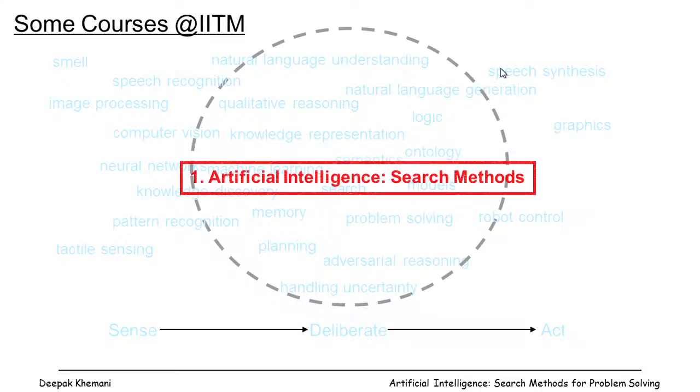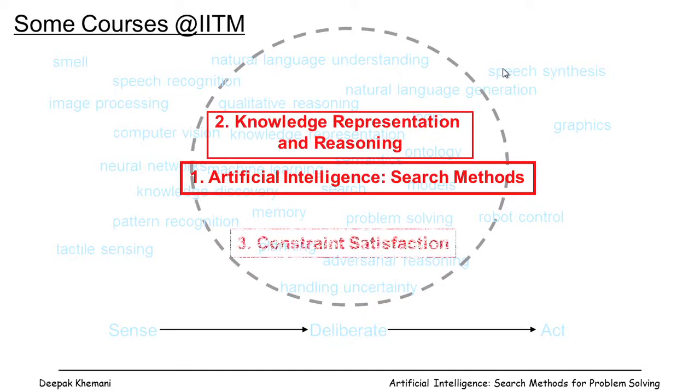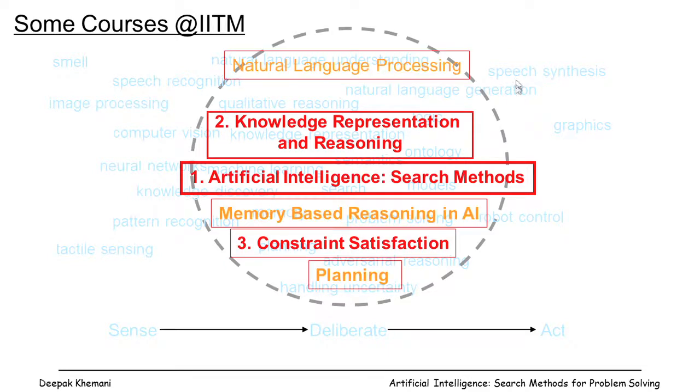Now, these are the topics that we are considering. This is the first course that we are talking about. After this we will do a course on knowledge representation and reasoning and a course on constraint satisfaction, and then most likely a course on memory based reasoning, planning and natural language.